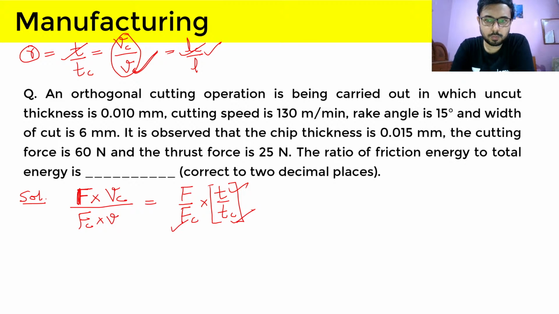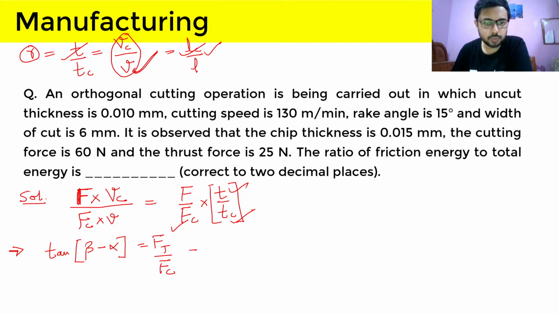I am not drawing the Merchant circle now, because I have discussed it in this class only. Tan of beta minus alpha is equal to Ft by Fc. So from here, beta minus alpha is coming out as, thrust force Ft is 25 and the other force, cutting force, is 60. So tan inverse, we are getting this as 22.62.